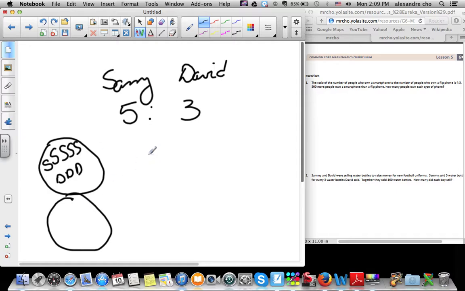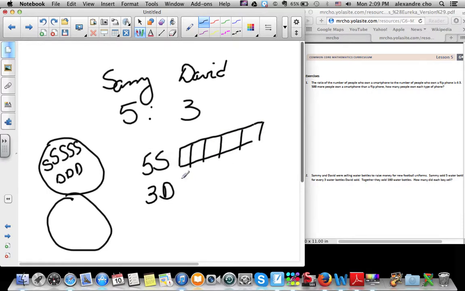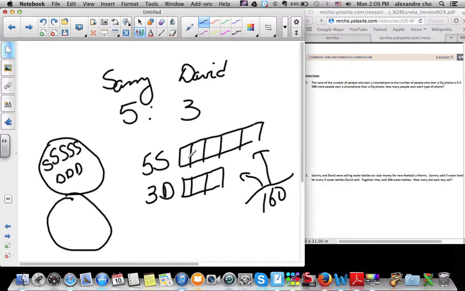But you can do a tape diagram. 5 for Sammy, 3 for David. The tape diagram will look something like this. This you would cut into 5 pieces: 1, 2, 3, 4, 5. And 3 for David. Now, what you need to do is put 160, that's the total sold, in here completely. You have 8 boxes: 1, 2, 3, 4, 5, 6, 7, 8.